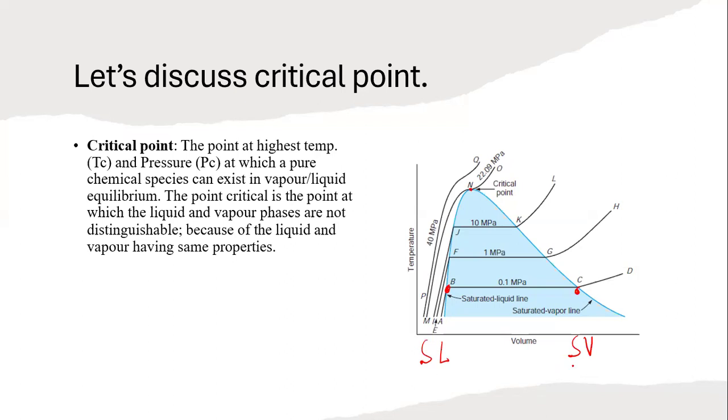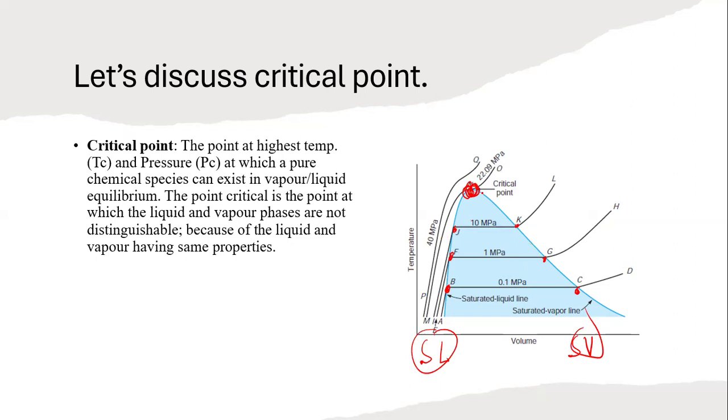So at that point, we say that we cannot distinguish whether we have the saturated liquid or the saturated vapor. How can we see that? Here it's easy. We can see saturated liquid and saturated vapor. The more we go high, until we cannot distinguish between these two, because it's like they are mixed up, meshed together. So that's what we call the critical point, okay?